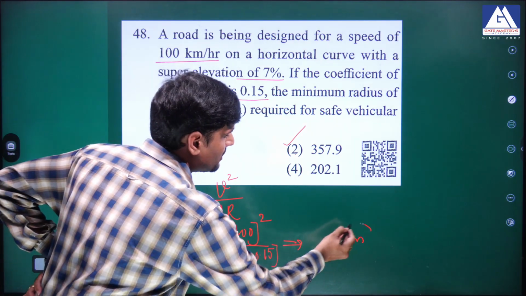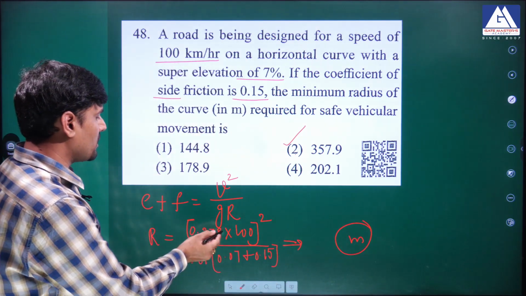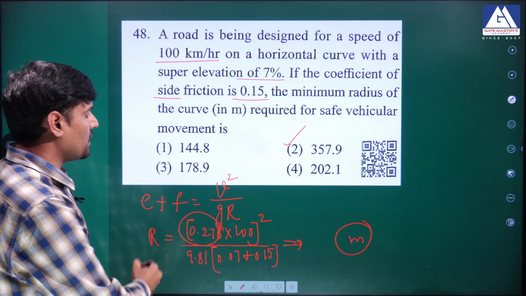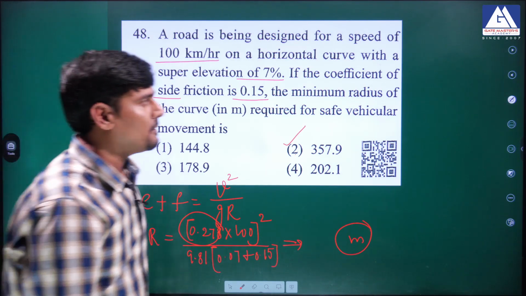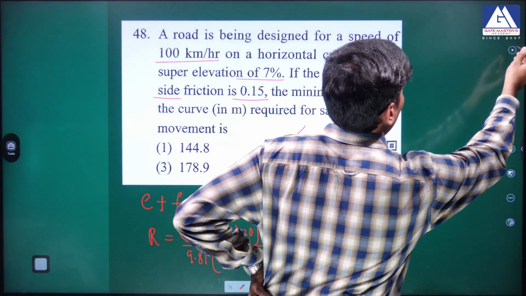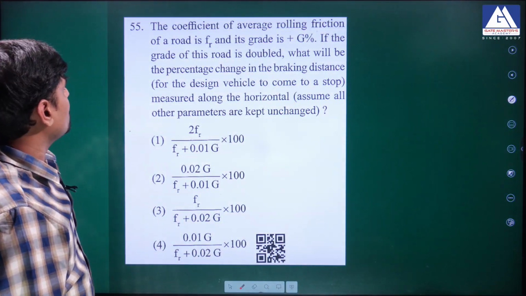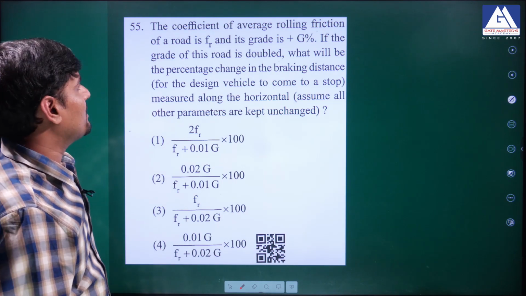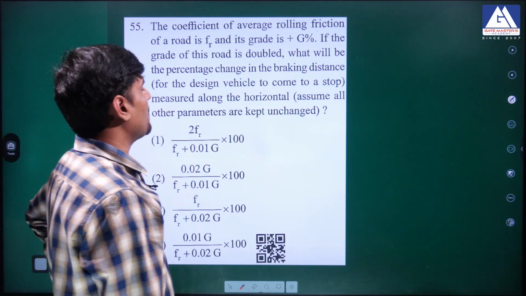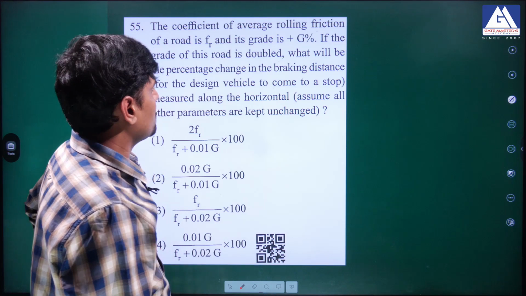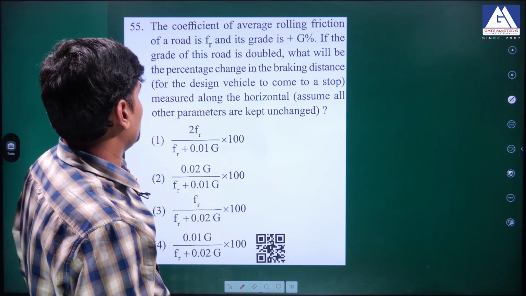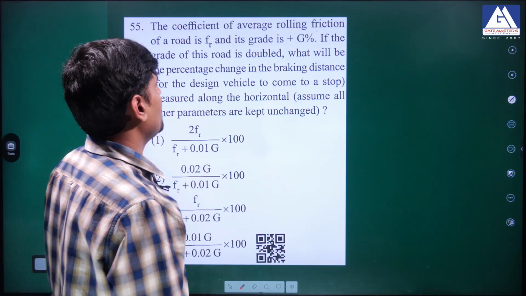Just to get the answer in meters, we have been converting the speed from kmph to meters per second. Moving on, direct substitution question, and this question is a little tricky. You have to apply your brain when you solve questions something like this, right?